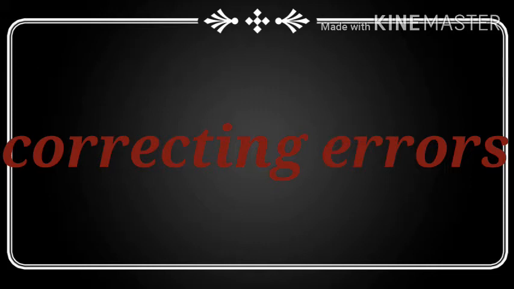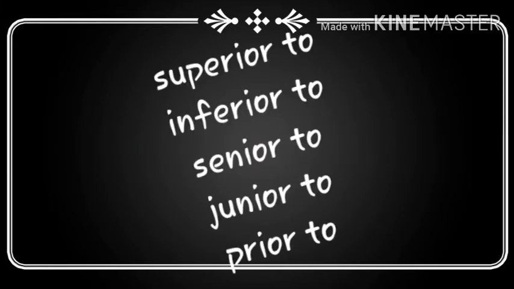Please listen. When I say, I am superior than him, or I am inferior than him, junior than him, all these are wrong. Instead, all these adjectives take to after them. Superior to. Ram is always superior to Sam in social status. Superior to means a person higher in rank. Ram is always inferior to Sam in studies, means a person lower in rank.